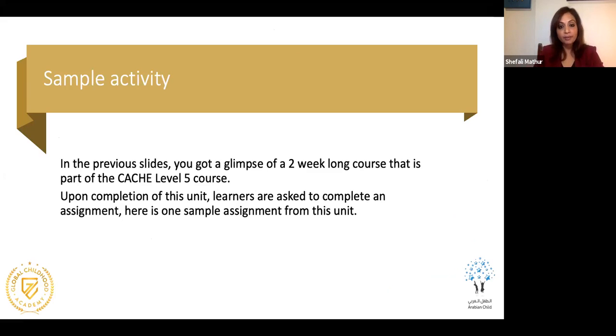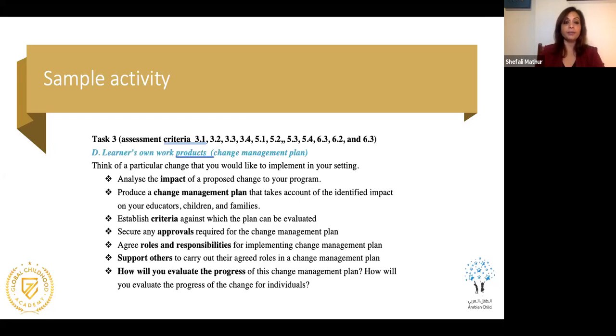How we typically go through it at Arabian Child is that when you complete each unit, there are a couple of assignments that are given to you. But what we do is compile those assignments for you, so that it's easier to attempt all of them. For example, based on the slides we saw earlier, you can see task 3. These are assessment criteria 3.1, 3.2, and they will be marked on your online portal system.